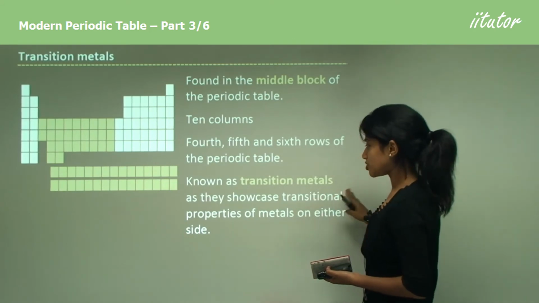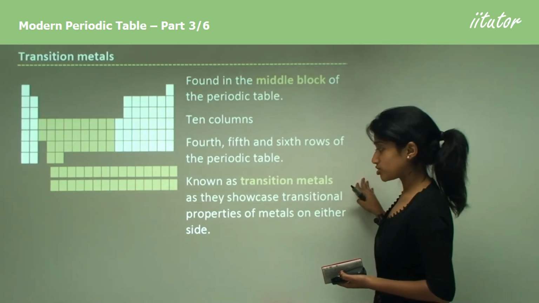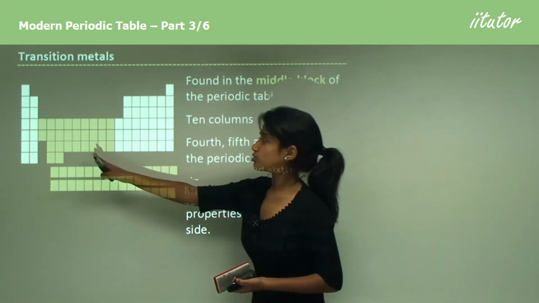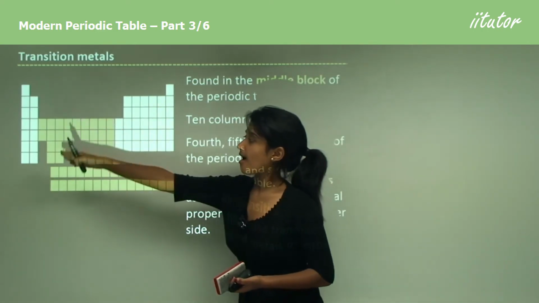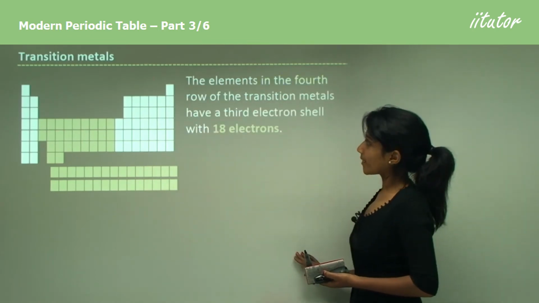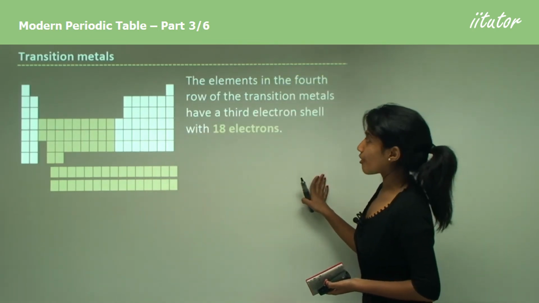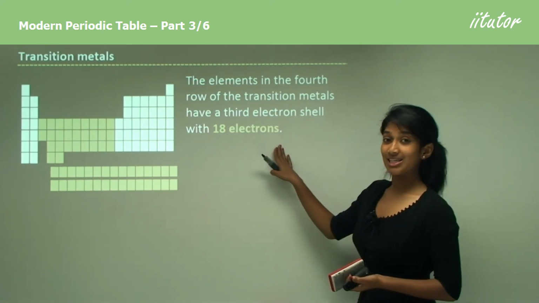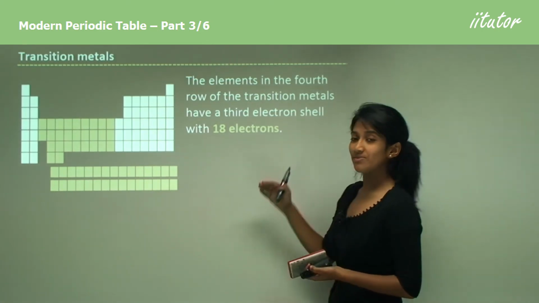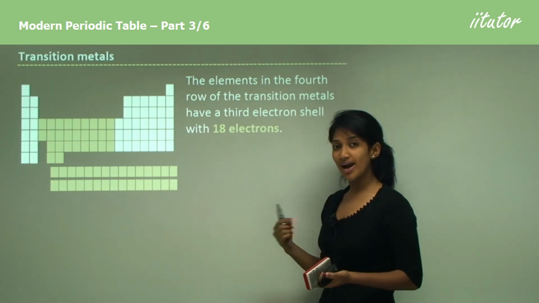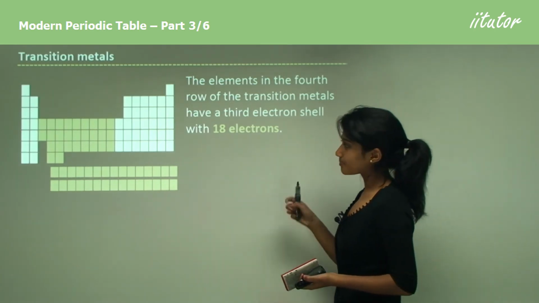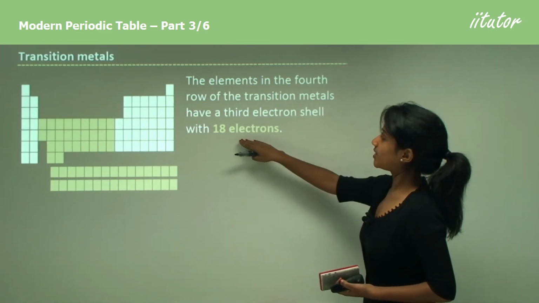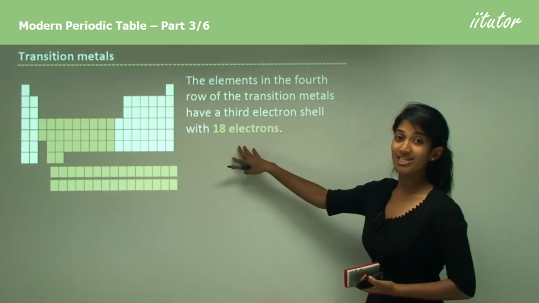They are known as transitional metals, as they showcase transitional properties of metals on either side. So they have transitional properties of metals here and over there. The elements in the 4th row of the transition metals have a 3rd electron shell with 18 electrons. That's quite a lot because we've been learning that the most amount of electrons in a shell is 8. But the case varies with transitional metals. The 3rd electron shell has 18 electrons in it.